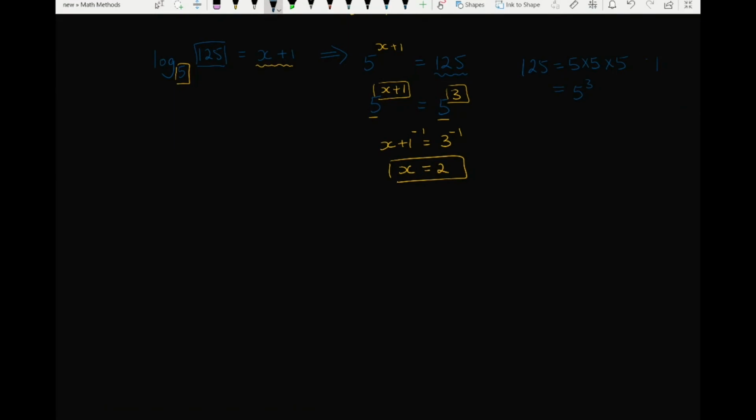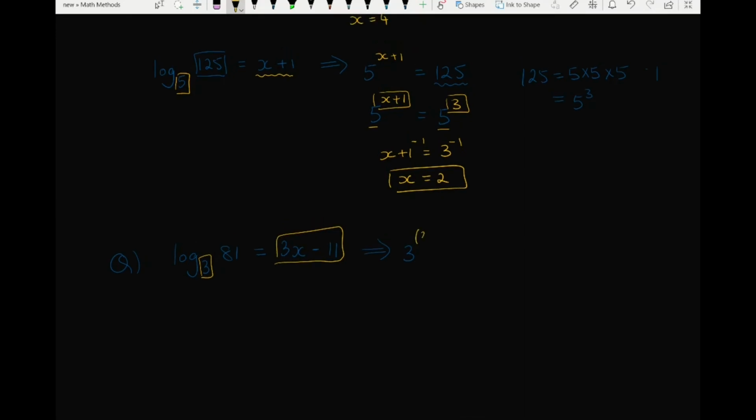Alright, let's do one more example. Say log 3 of 81 equals 3x minus 11. Alright, so again, let's rewrite this in an exponential form. So this is the same as saying 3 to the power of 3x minus 11 equals 81.